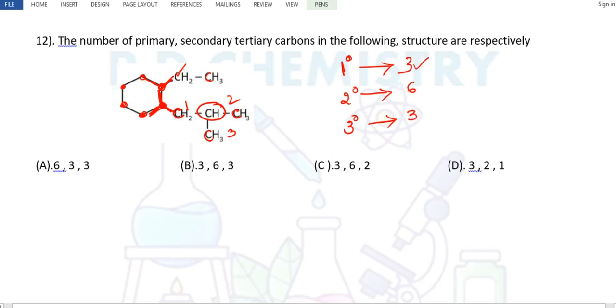So it should be 3, 6, 3. Right? So what is the option number? Option number is B. Correct? Yes.